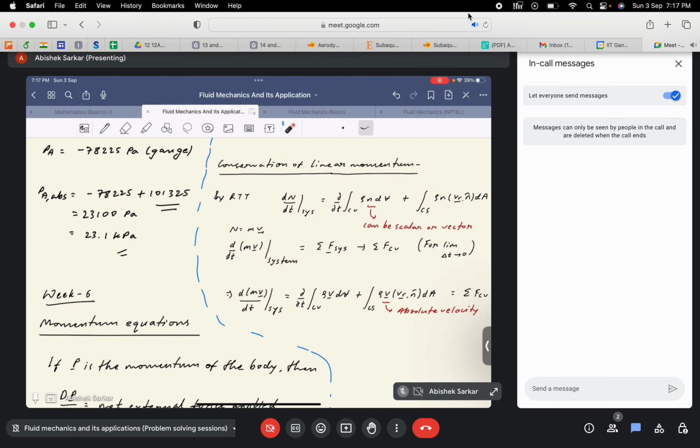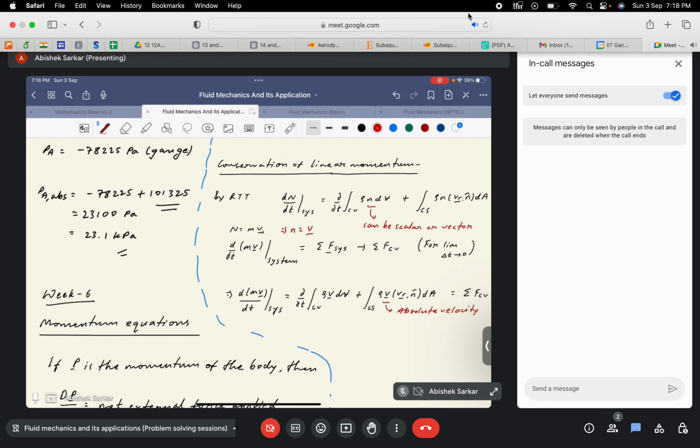So in the case of linear momentum, our capital N, the extensive property that has to be conserved, is mv, mass times velocity, where v is a vector in this case, and as we know, n can be a scalar as well as a vector. So for our case, we choose capital N equal to mv. That will simply give us small n equal to v.